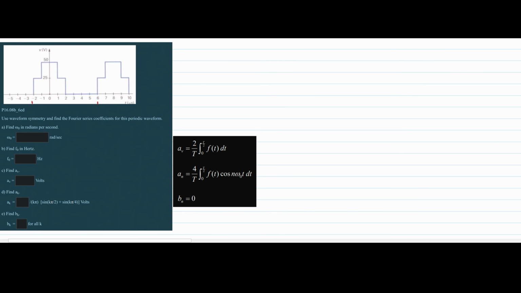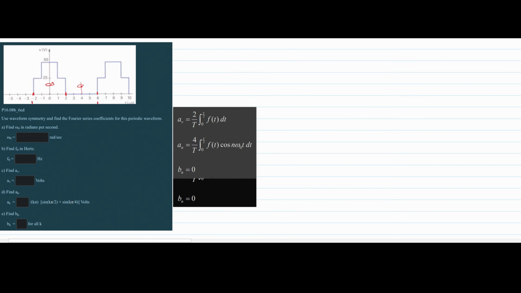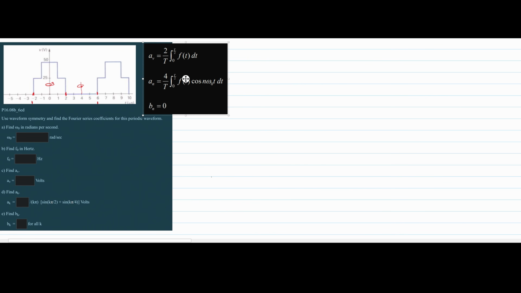From 2 to 6, we have symmetry right here. And from -2 to 0, we have symmetry, or actually, I'm sorry, it's from -2 to 2. We have symmetry across this, and it's even symmetry. That's important to note. Since it's even symmetry, this is what we're going to use to solve for it. With even symmetry, we can clearly see that our b of n, which is also b of k, is going to be equal to 0. So this is 0 for all k.